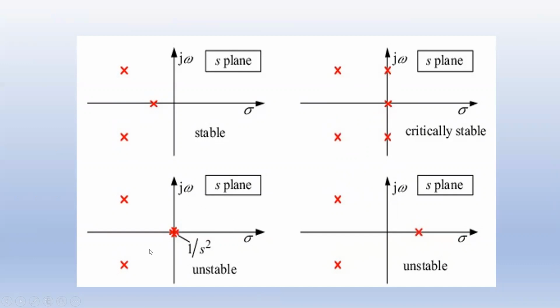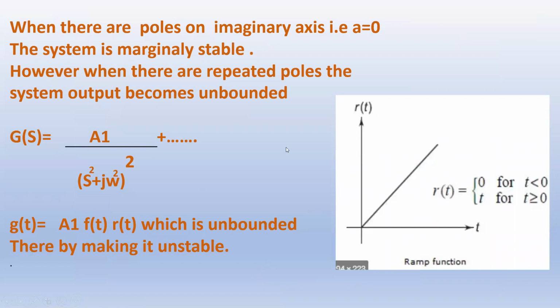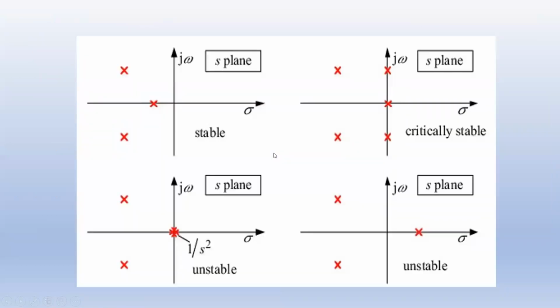In this one, we have two poles on the left half plane and two poles repeated on the imaginary axis as well. If repeated poles are there on the imaginary axis, then the system will be unstable, as we saw, because it leads to a ramp signal. This is how we can find whether the system is stable or unstable based on the location of poles in the S plane.